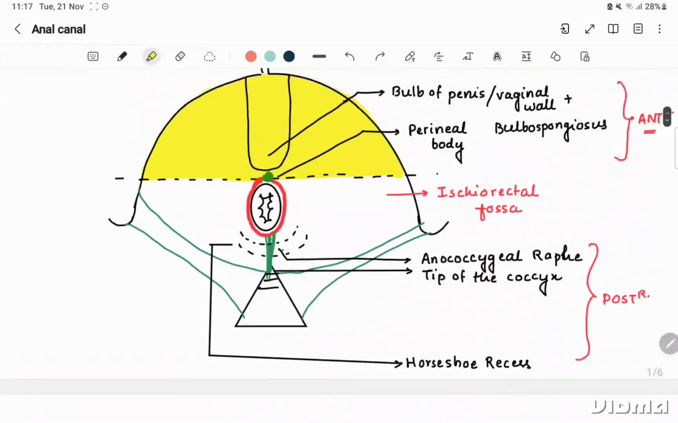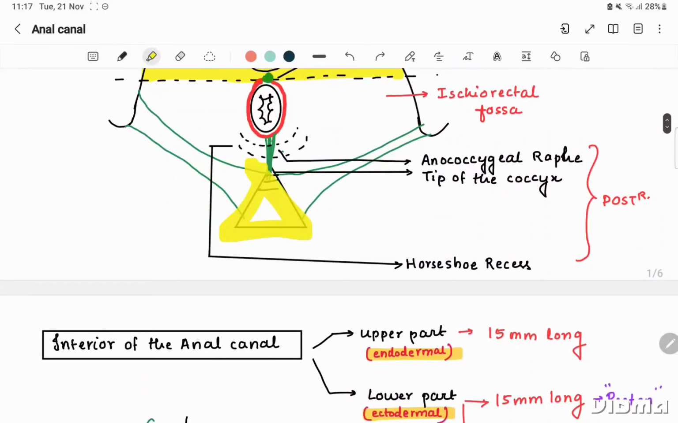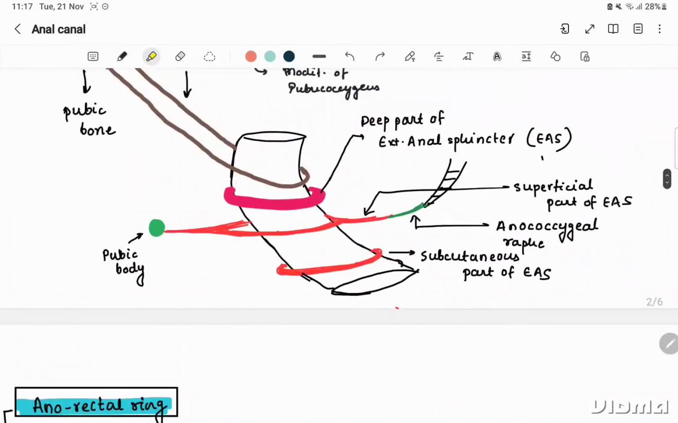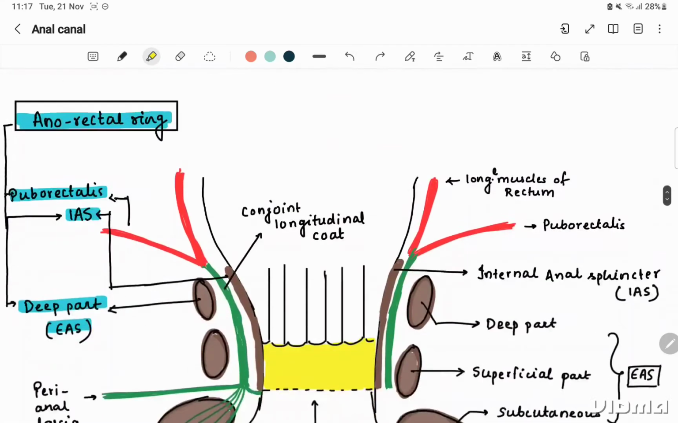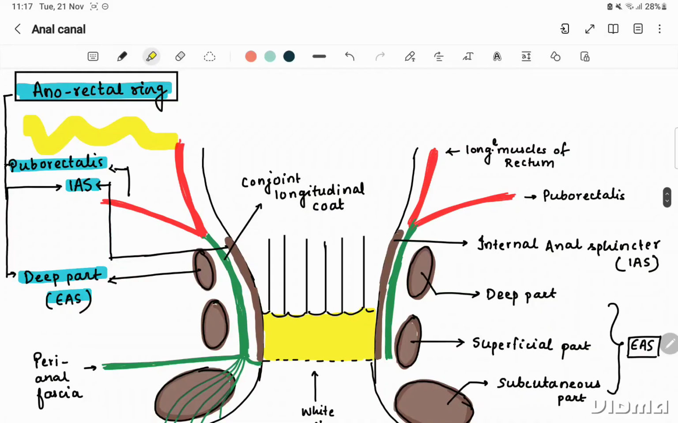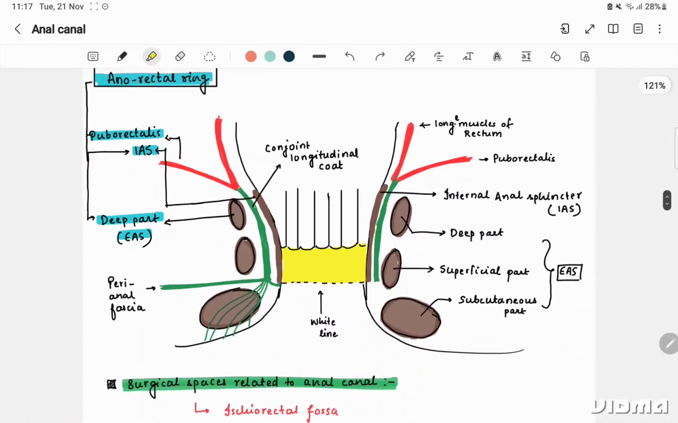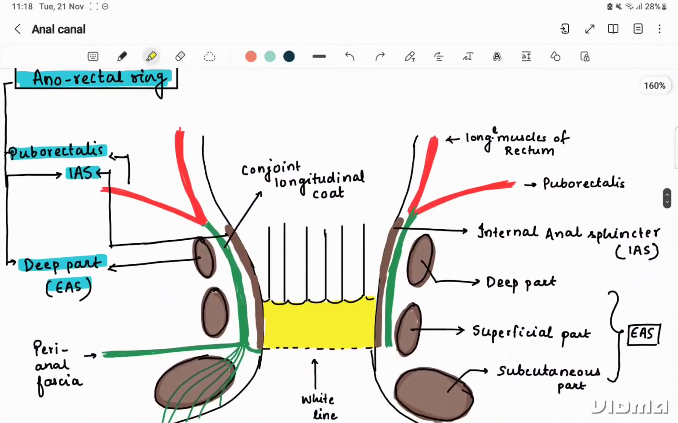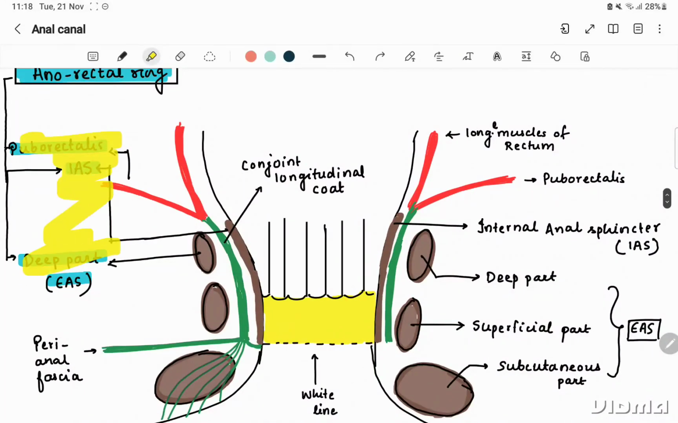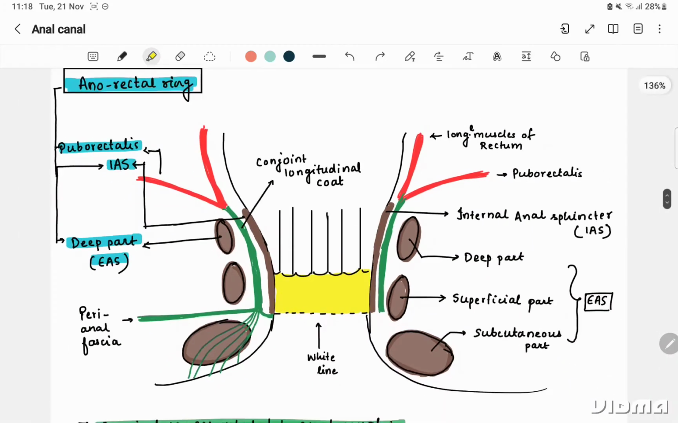So we can see here also, yes, this is the tip of the coccyx, and it is attached by the anorectal raphe. So the anorectal raphe basically connects the superficial part of the external anal sphincter, and this is the subcutaneous part of the external anal sphincter. Let's talk about the anorectal ring and how it is formed. The anorectal ring is formed by your puborectalis, your internal anal sphincter, and the deep part of your external anal sphincter.